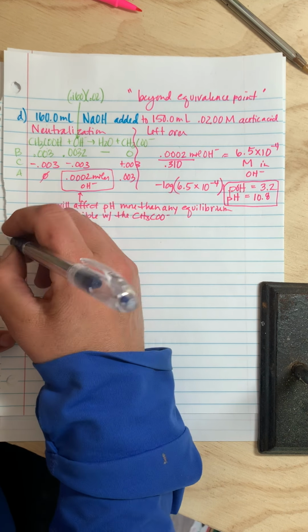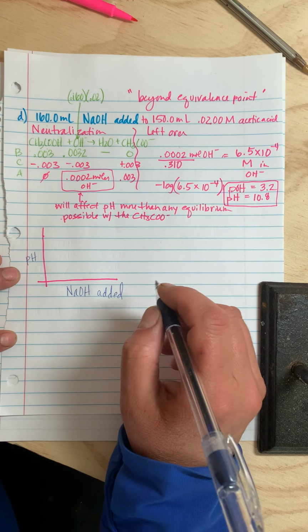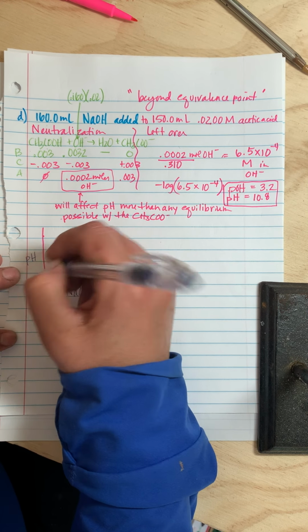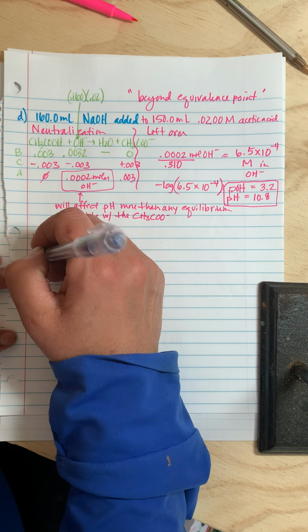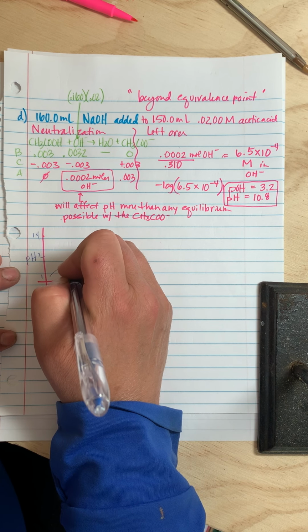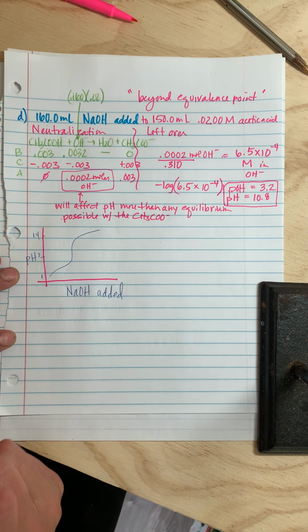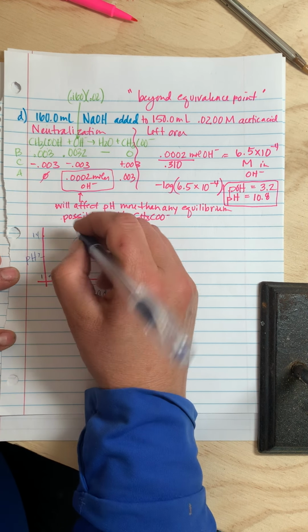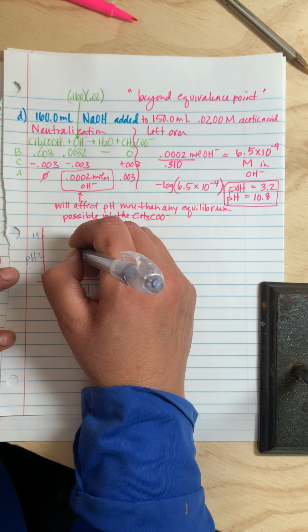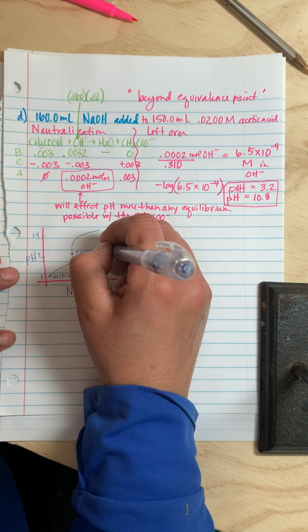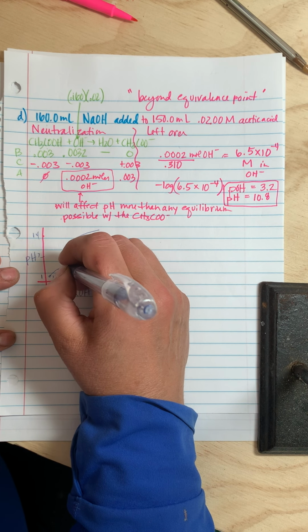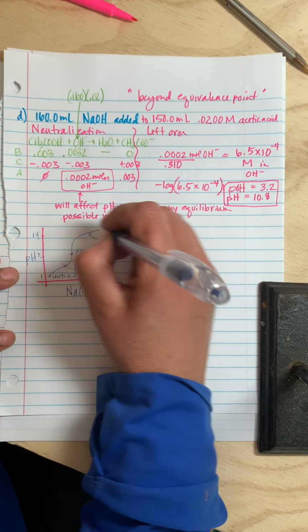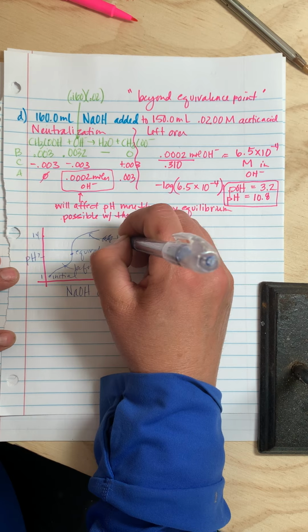As the NaOH is added to a weak acid solution, if this is pH, down here is 1, up here is 14, here's neutral at 7, we see a curve kind of like this, where here's the initial, right here. Between here and here would be our equivalence point. Here would be before equivalence, and here would be after the equivalence, or beyond the equivalence point.